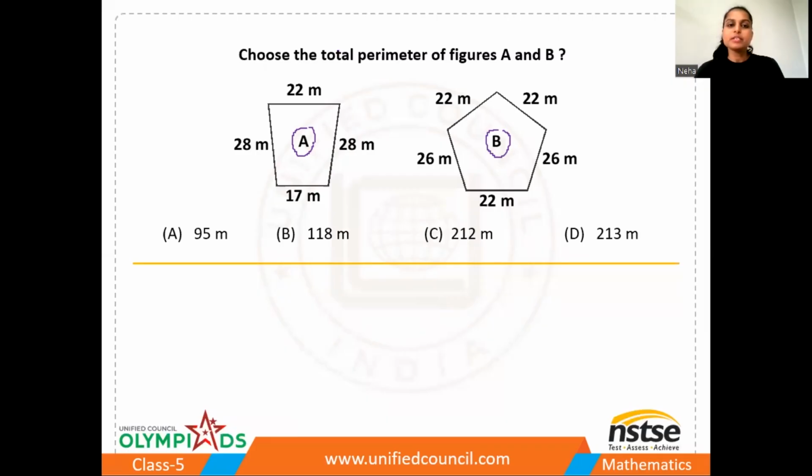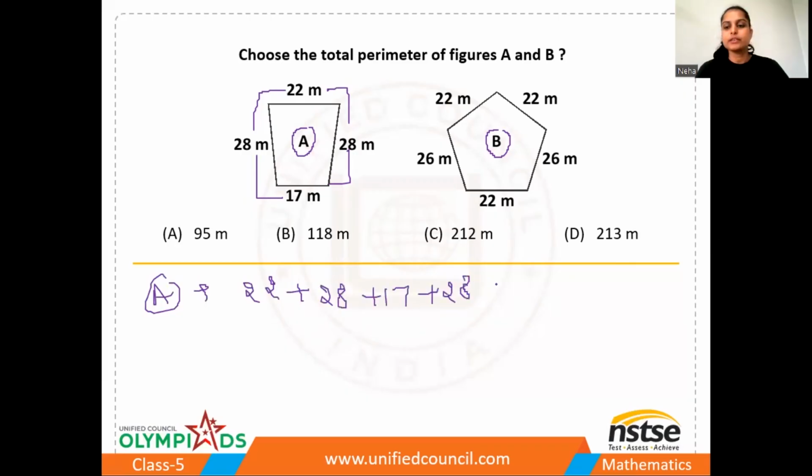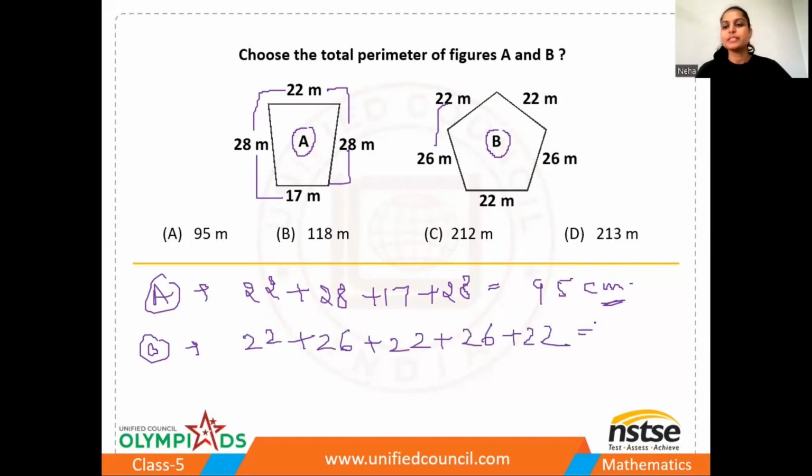So what is the perimeter for figure A? This is 22 plus 28 plus 17 plus 28. This is the perimeter of figure A, which is nothing but equal to 95 centimeters. Now for figure B, similarly it is 22 plus 26 plus 22 plus 26 plus 22. That means this is nothing but 118 centimeters. If I add all these numbers, I will get 118.